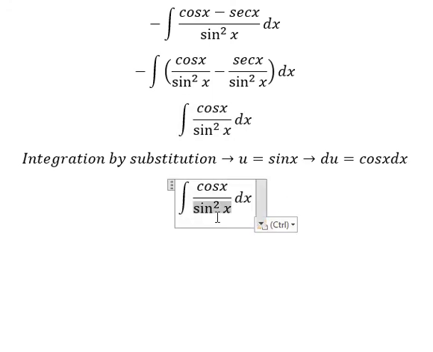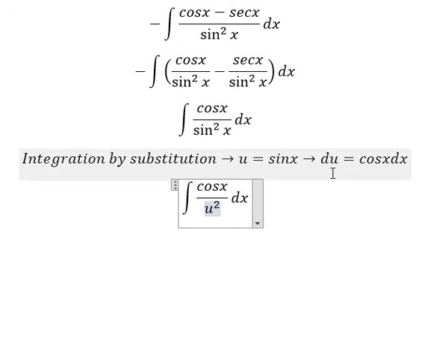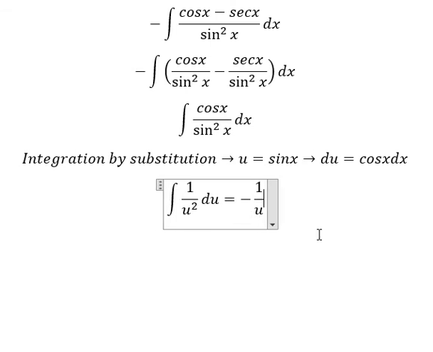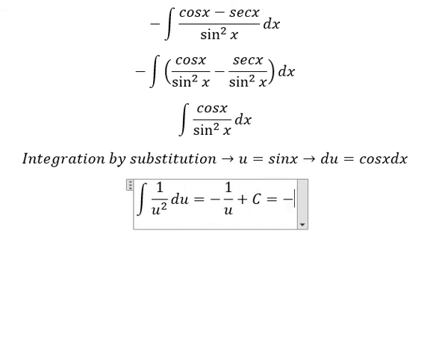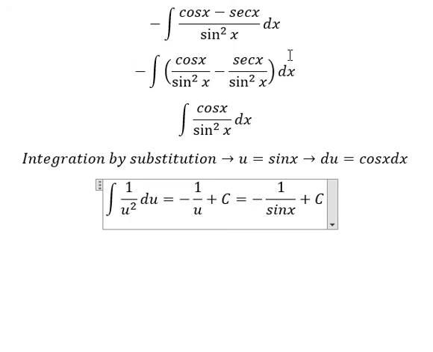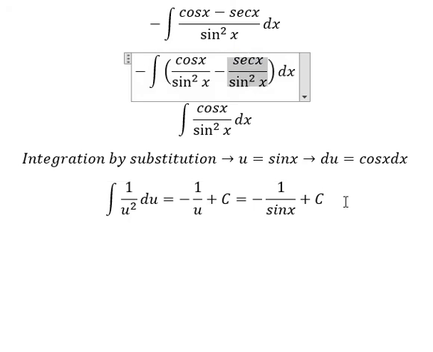Sine x in here we change for u and we have u squared. Cosine x dx we change for du. The integration of this one, we have negative 1 over u, and we put c. About u, that's sine x. Now, let's go to the next one.